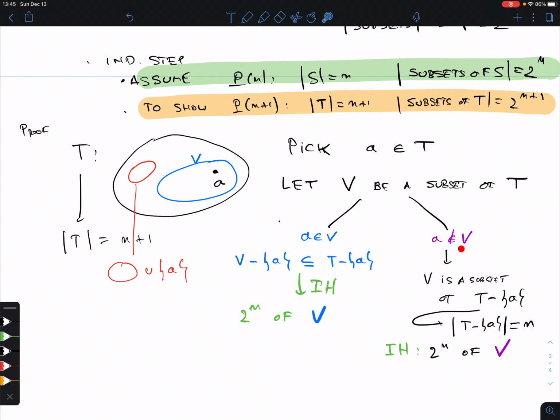Because these were exactly the ones not containing A. Here I'm counting the ones that have nothing to do with A, right? Those are subsets of T. Here I'm counting subsets of T that contain A, but I pretend A is not there, and then all of a sudden they become subsets of T minus A, right? And every subset of T minus A can be made into such a thing: take a subset of T minus A and add A to it. Now you have a subset that contains A, and that's the same amount. So altogether, we now have the number of subsets of T.